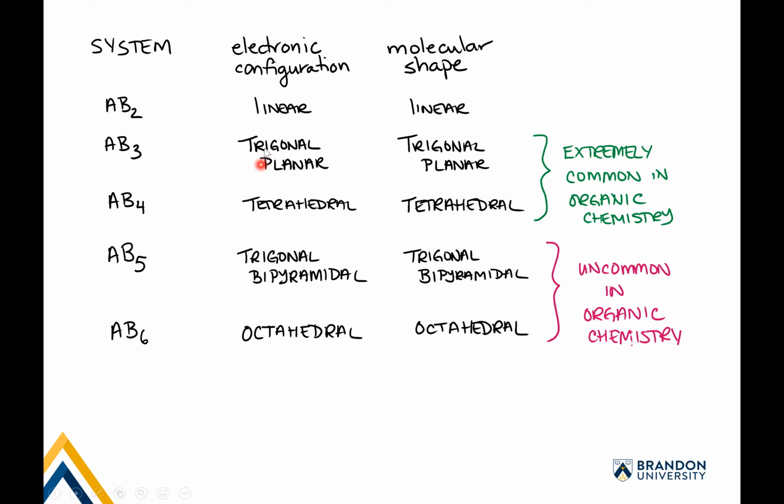So AB2 systems, these are linear. AB3 systems are trigonal planar. AB4 systems, which would be carbon tetrachloride or methane, CH4, tetrahedral. AB5 and AB6 would be trigonal bipyramidal and octahedral themselves. I don't think we really need to do any examples of these for what we're dealing with. We're almost exclusively looking in these areas here.